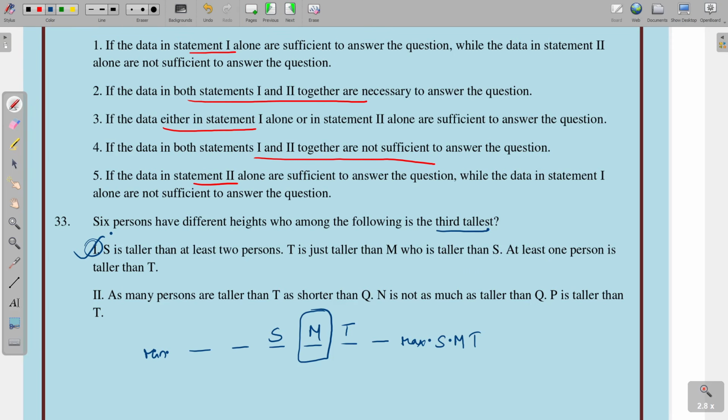From statement 1 we are getting the answer. Next, coming to statement 2, as many persons are taller than T, so 1 2 3 4 5 6 and shorter than Q. N is not as tall as Q, it means N is shorter than Q. P is taller than T, so P is taller than T, but we don't have any clues to fix these 3 persons, so only statement 1 alone is sufficient to answer the question.